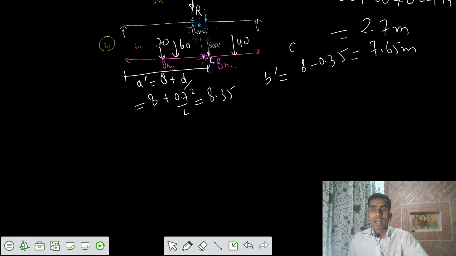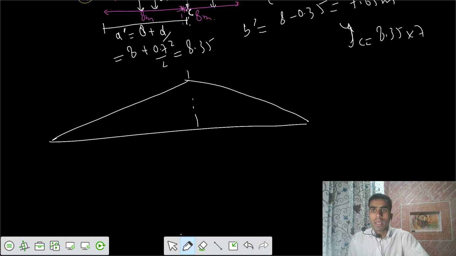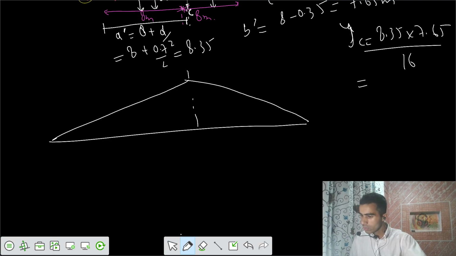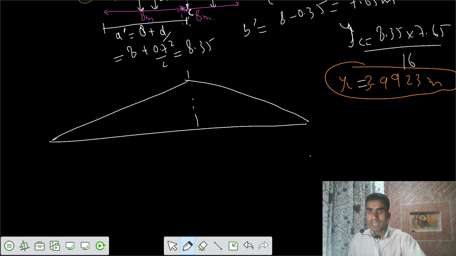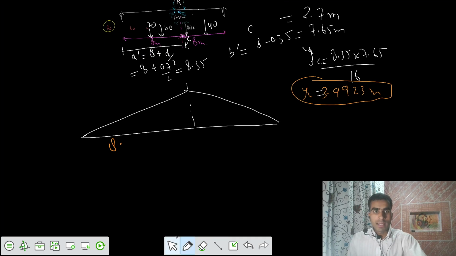So I got the ordinates of that critical section C. Here the ordinates are in this fashion, AB by L. The value of YC would be equal to AB by L, so the ordinate value YC equals 3.9923 meter. This length is 8.35 meter and this one is 7.65.